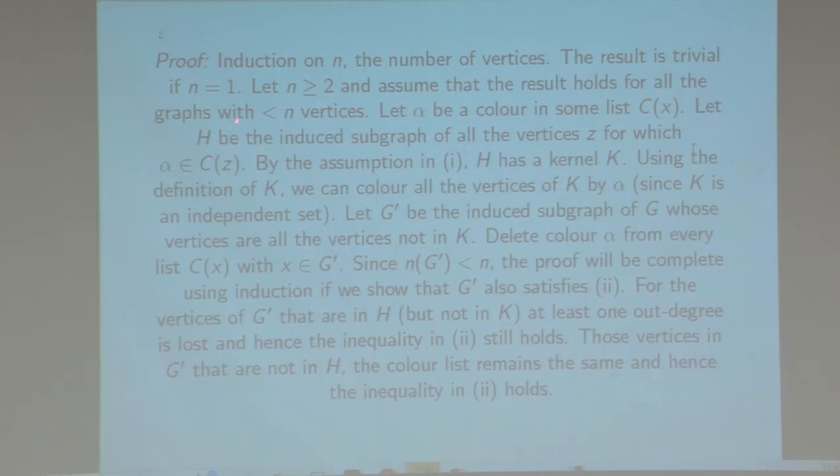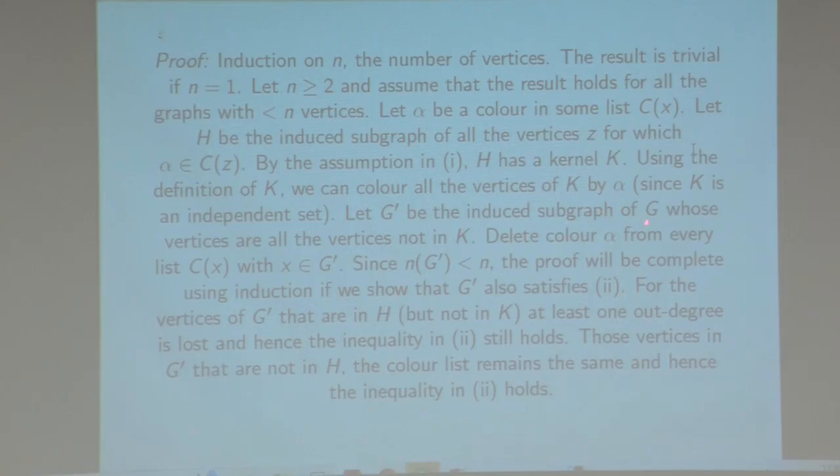Call that H the induced subgraph. H is the induced subgraph on all those vertices. By assumption, H has a kernel because we assumed that every induced subgraph has a kernel. This is an assumption. Using the definition of K, so that the kernel is K, we can color all the vertices in K by color alpha because K is an independent set. A kernel is an independent set.